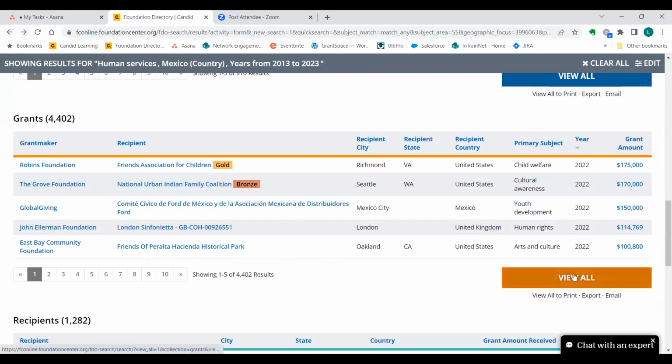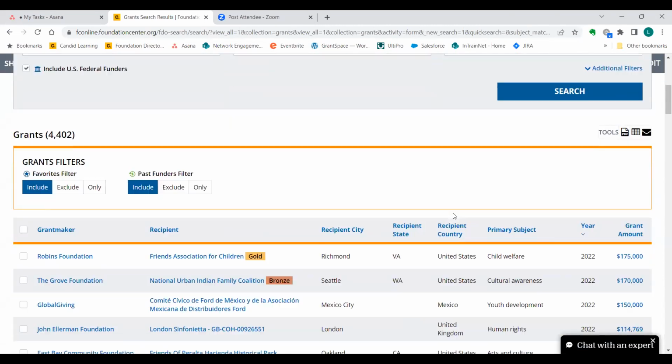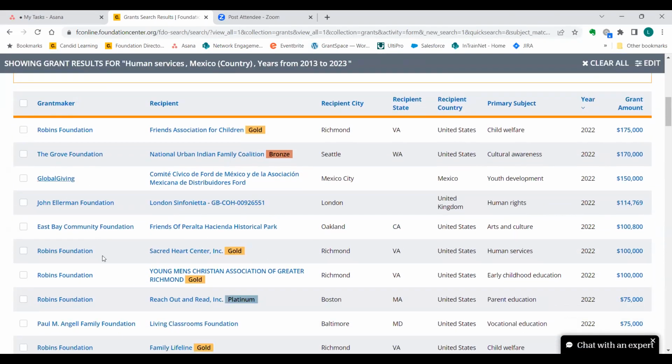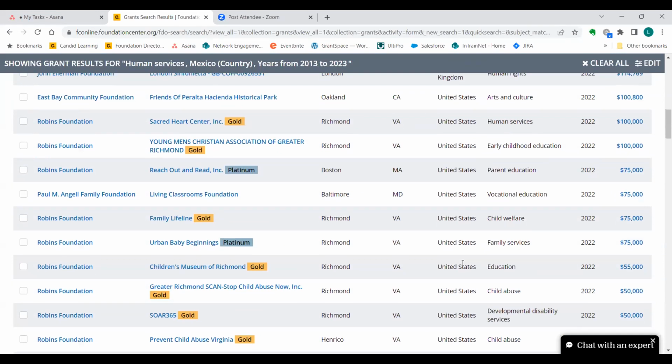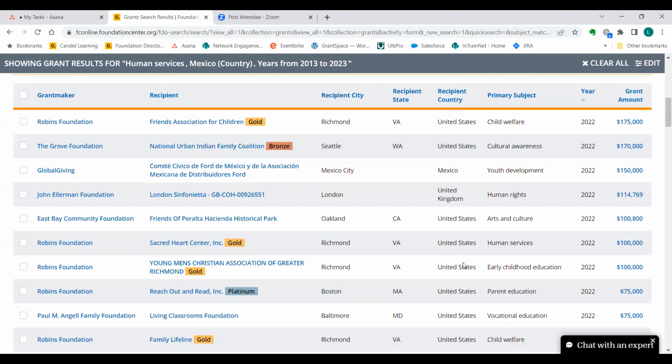So if we look at the grants, we'll do a view all here. This gives you just a general idea of what types of organizations have received this money and who they've received it from, the grant makers. Now, if you look here, you'll see the recipient country. You still see a lot of United States on there, even United Kingdom.